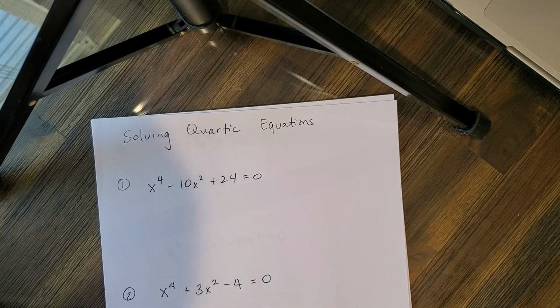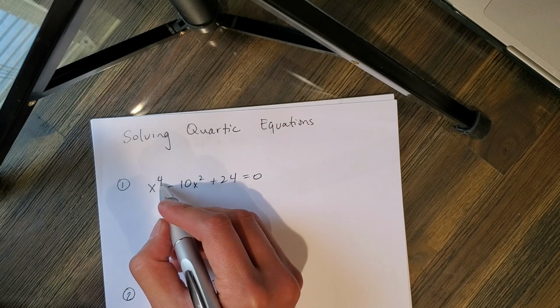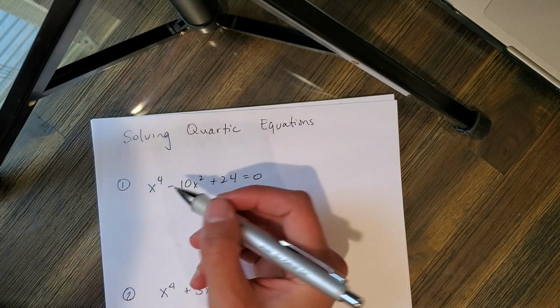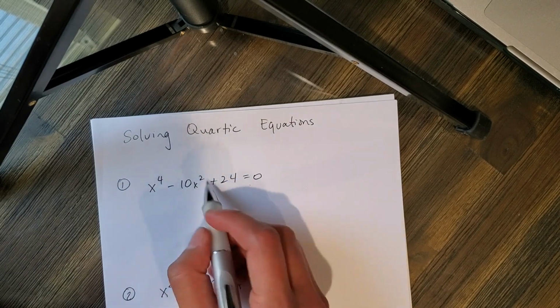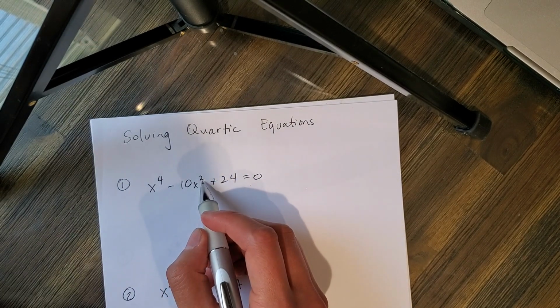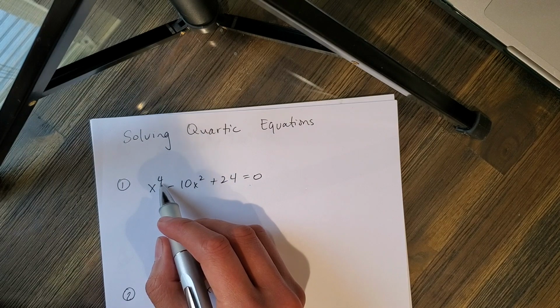Solving quartic equations. Quartic refers to the fourth power right here, okay? So x to the fourth power minus 10x squared plus 24. Notice the middle term here is half of the leading exponent here, okay? So the degree is 4. That means we'll have at most 4 solutions.